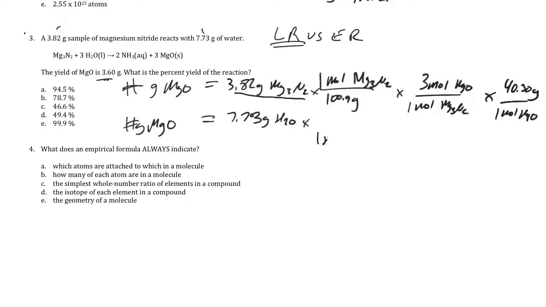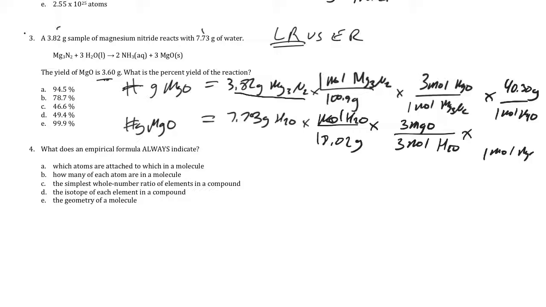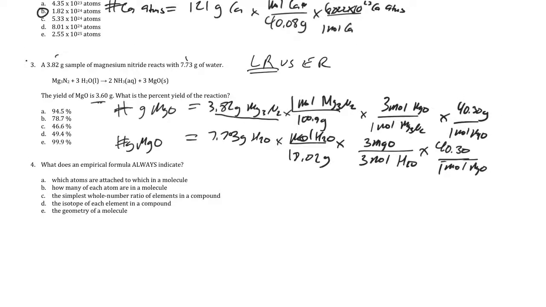And we do the same thing with water, except it's 18.02 grams per mole of water. We've got to look at the coefficient for water. It's 3 moles of water that react to produce 3 moles of MgO. And then 1 mole of MgO still weighs 40.30 grams. Okay, so I'm going to do the arithmetic. 3.82 divided by 100.9 times 3 times 40.30. That works out to be 4.58 grams.